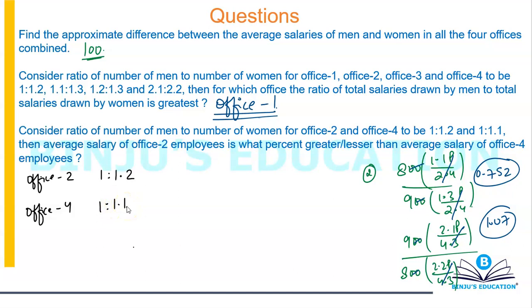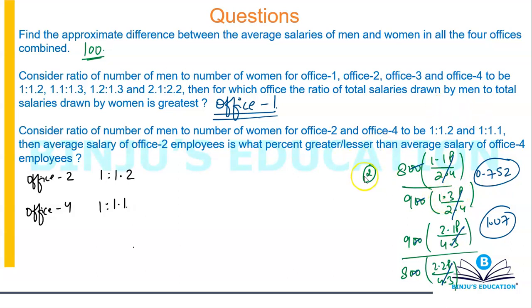Then the average salary of office 2 employees is what percent greater or lesser than the average salary of office 4 employees? Again, I'm taking into consideration that total number of employees are equal. Otherwise, I would be requiring that ratio also, or else I can't calculate the answer.